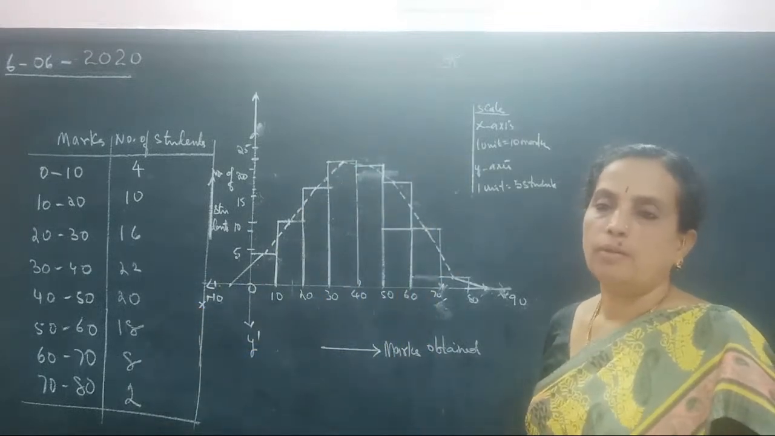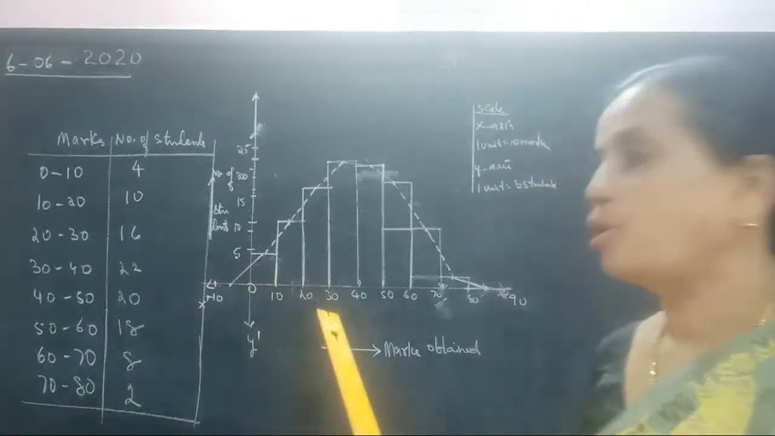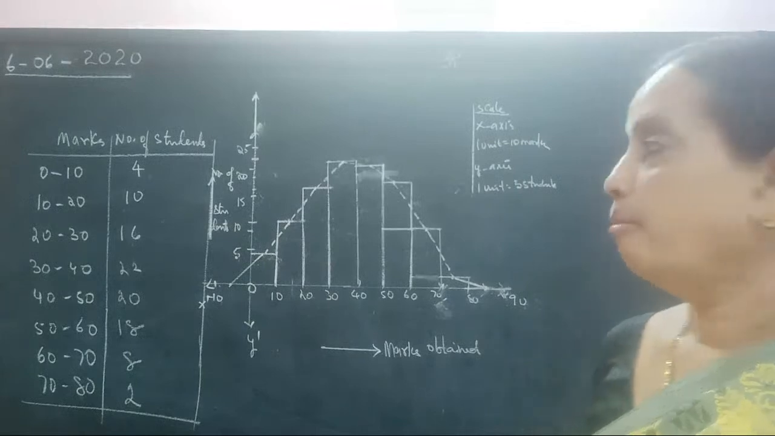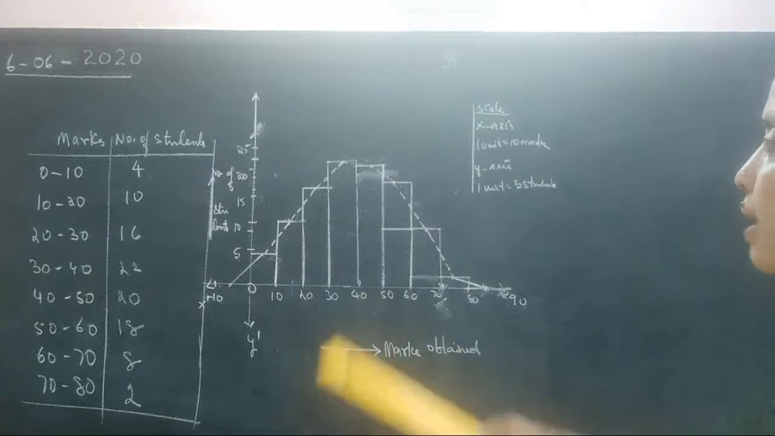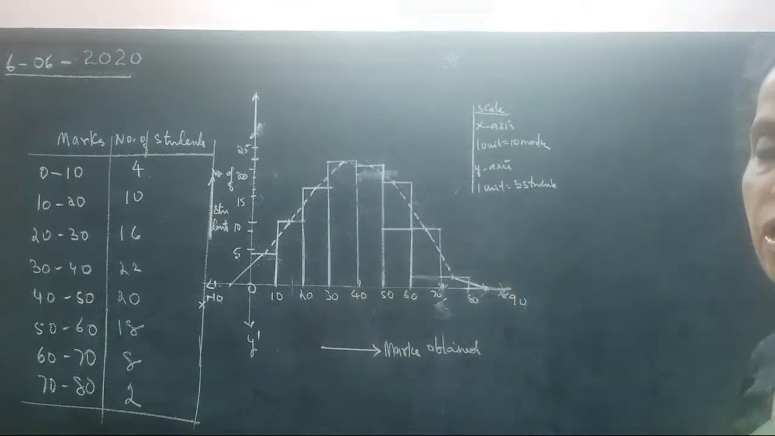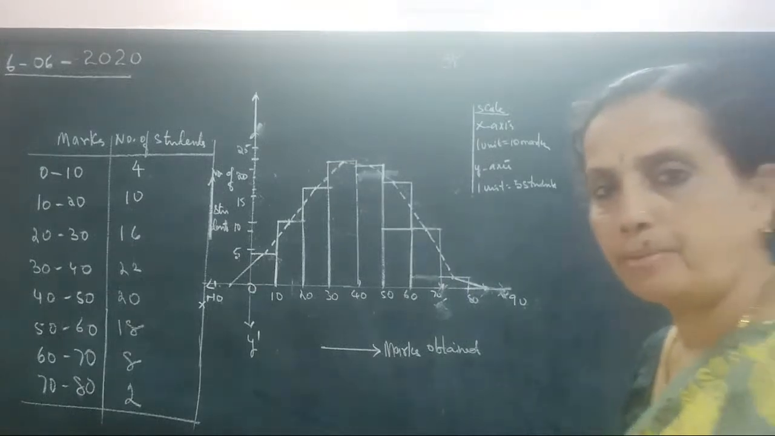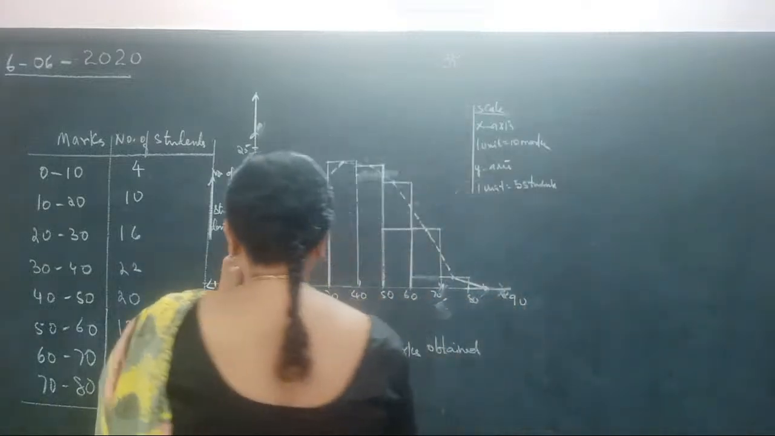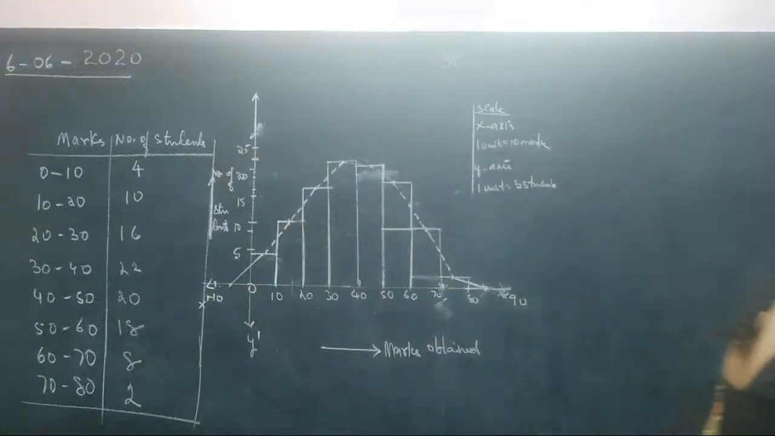This is how we depict a frequency distribution table through picturization. By picturization we can easily identify where exactly the maximum marks are, and how many students have scored the maximum marks. All those we can easily picturize. This is the importance of the graphical method of representing a frequency distribution table. Is it clear? If it is clear, I will move on to the next question.